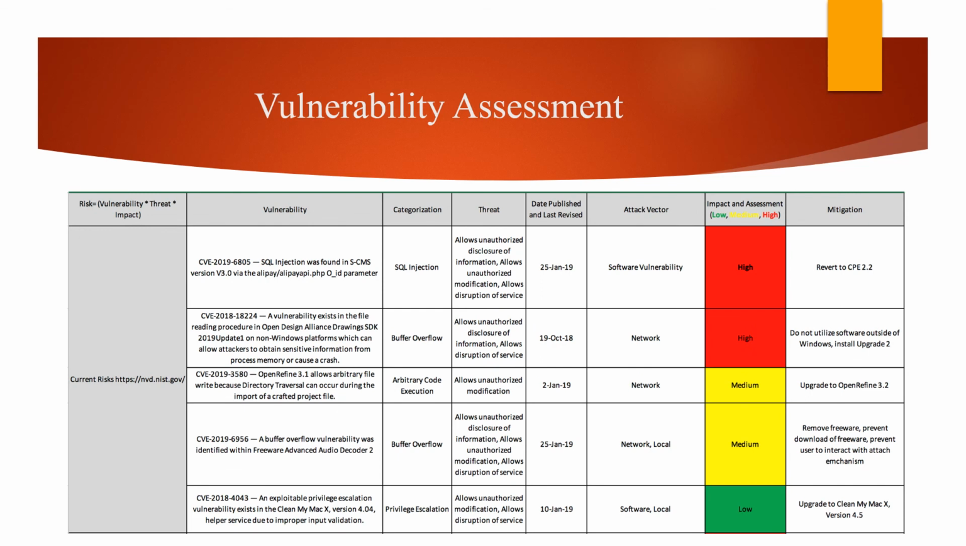The vulnerability assessment includes a detailed description of the vulnerability, the categorization, the threat it causes to the system, the date published and last revision, the affected system, the level of impact and assessment, as well as mitigation techniques.